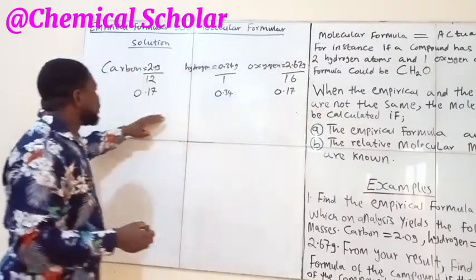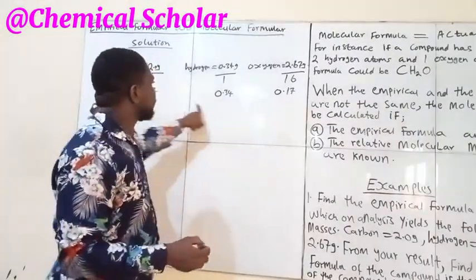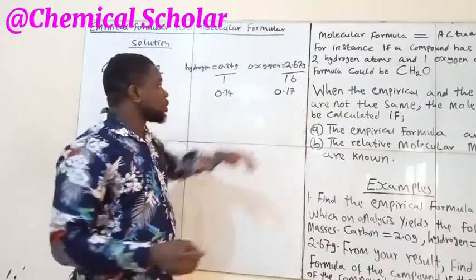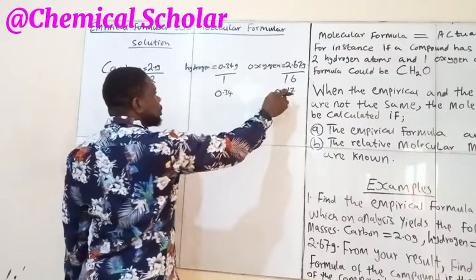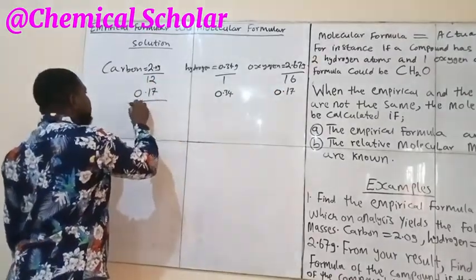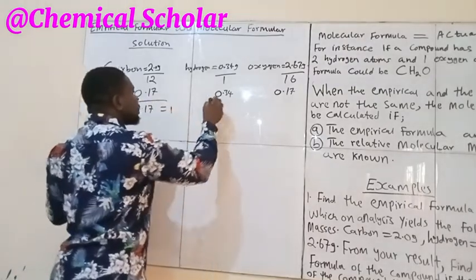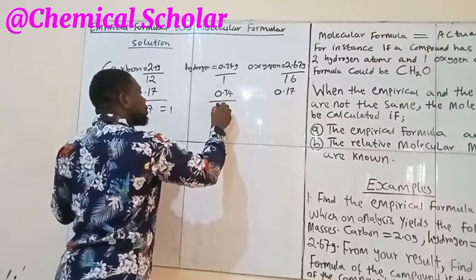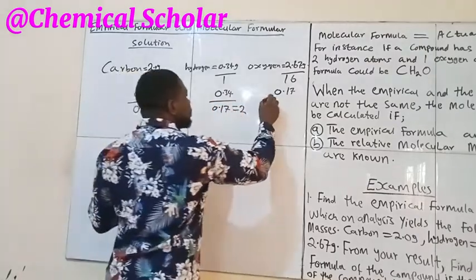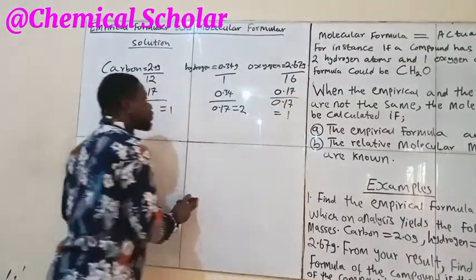Alright, so since we have this, for us to obtain the proper ratio, we look for the smallest value here and use it to divide all these values through. So the smallest value from what you can see here is 0.17. So let's divide this. 0.17 divided by 0.17 is equal to 1. 0.34 divided by 0.17 will give us 2. Then 0.17 divided by 0.17 will also give us 1.